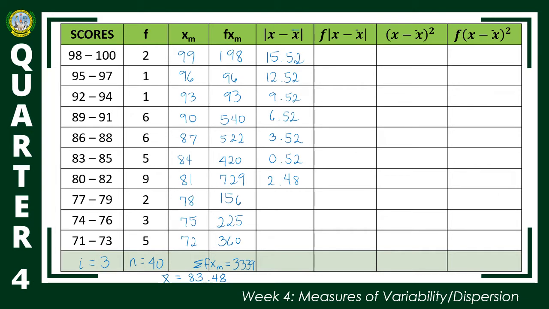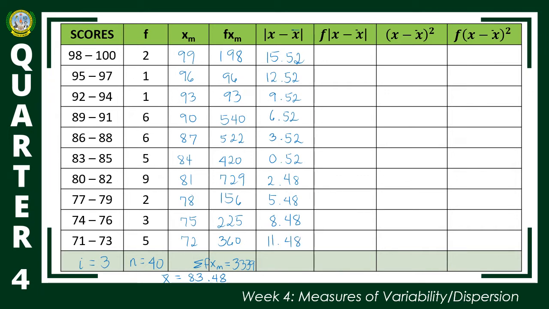Next, 78 minus 83.48 is 5.48. Next is yung 75. So, the absolute value of 75 minus 83.48 is 8.48. And last, the absolute value of 72 minus 83.48 is 11.48.